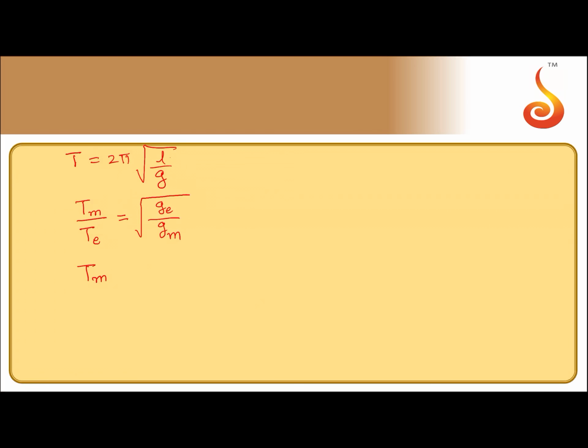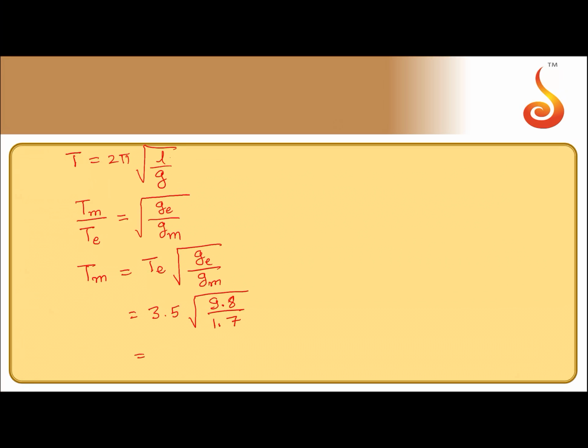So time period on moon should be equal to time period on earth into root of g on earth divided by g on moon. So that should be 3.5 into root of g on earth is 9.8 and this they have given 1.7. Now time period should be greater than that on the earth, that is the first thing, because gravity is less.